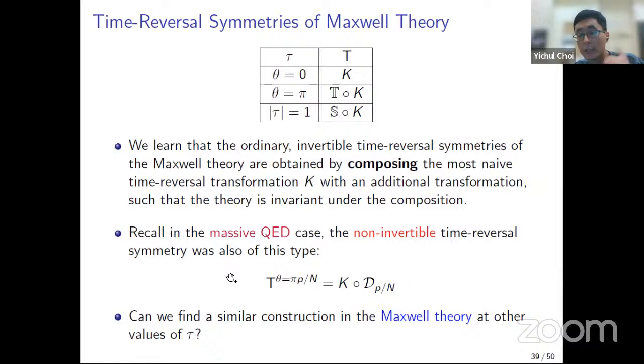Now recall that even in the massive QED case, the non-invertible time reversal symmetry there was also of this kind. So there, the non-invertible time reversal symmetry was a composition of K and D_{p/n}. But this was non-invertible simply because D_{p/n} is non-invertible. Now one can ask, can you find a similar construction in the Maxwell theory at other values of tau?